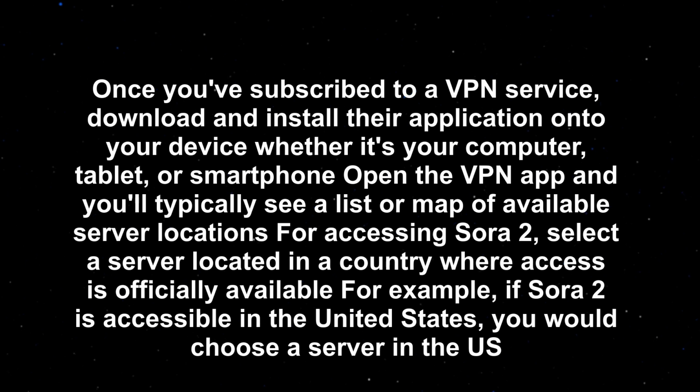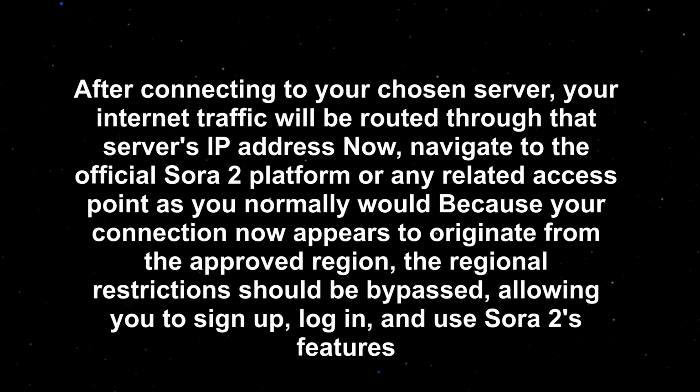Once you've subscribed to a VPN service, download and install their application onto your device, whether it's your computer, tablet, or smartphone. Open the VPN app, and you'll typically see a list or map of available server locations for accessing Sora 2. Select a server located in a country where access is officially available. For example, if Sora 2 is accessible in the United States, you would choose a server in the US. After connecting to your chosen server, your internet traffic will be routed through that server's IP address.